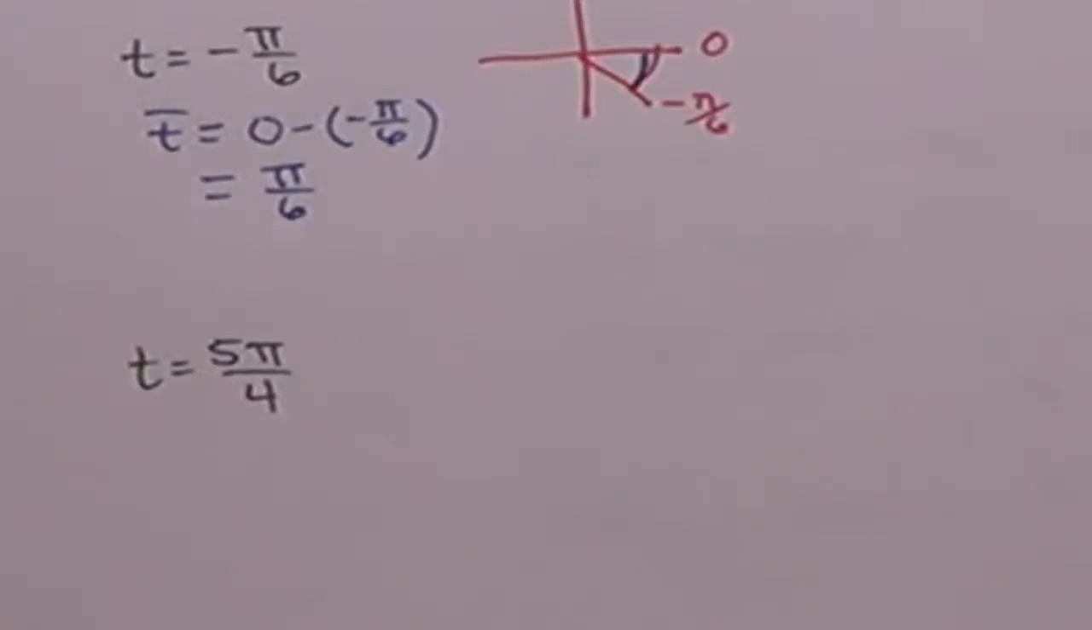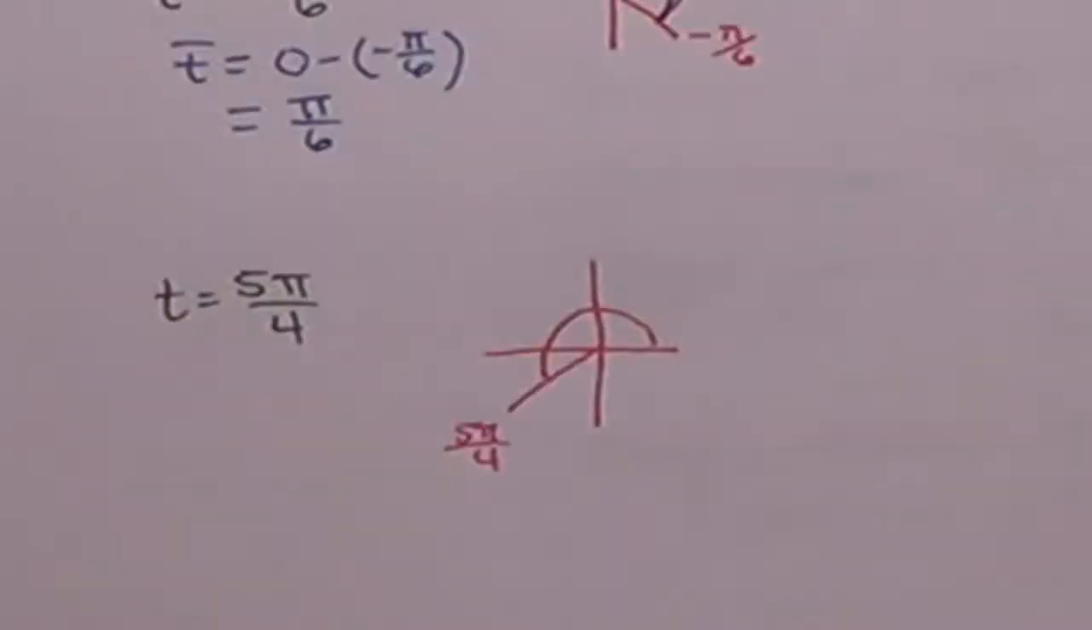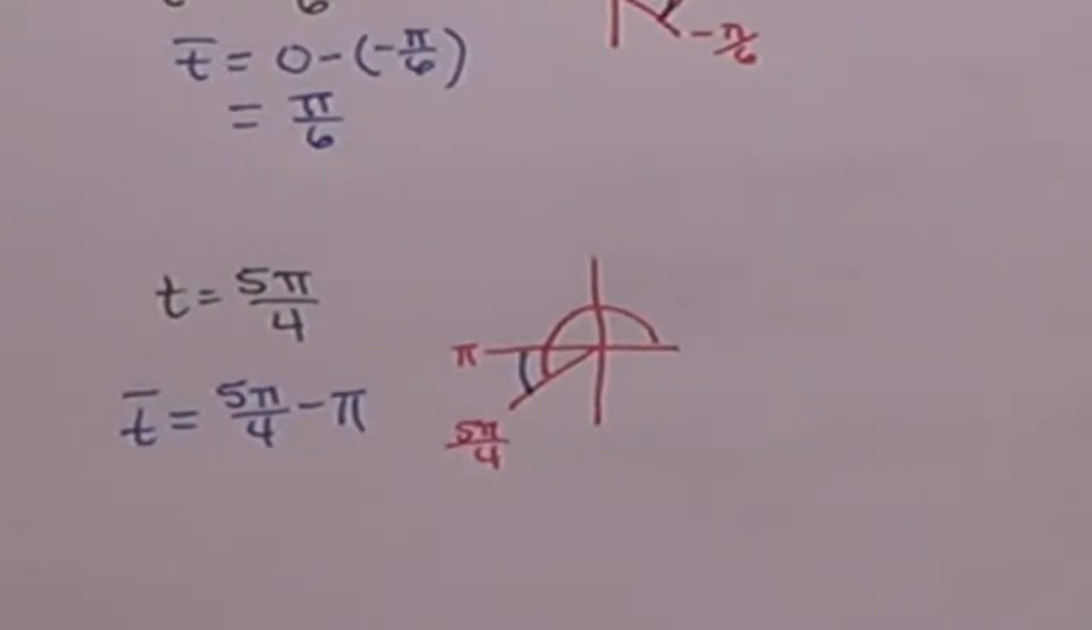Let's look at a couple more. Let's say t equals 5 pi over 4. 5 pi over 4 is going to land in the third quadrant. Again, measuring to the x-axis, we're looking at the value closest to pi, so the distance between 5 pi over 4 and pi. We subtract those two values, and because we want it to be positive, we subtract the pi from the 5 pi over 4, and we can see that our value turns out to be pi over 4. So that's our reference number.